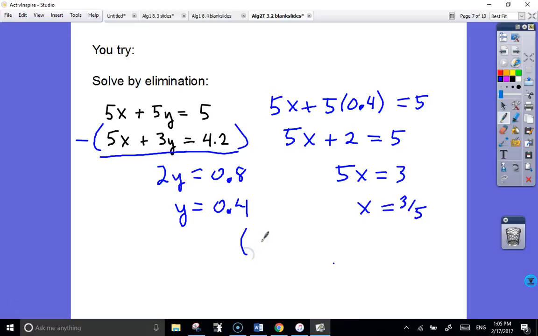So the point is 3/5, but I'm going to just call that 0.6, 0.4. It doesn't matter, fractions, decimals. You could have one be the other. It doesn't matter. Okay, last slide.